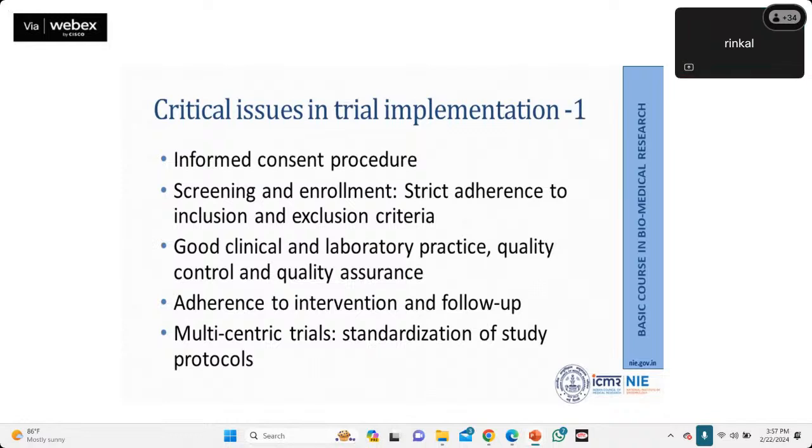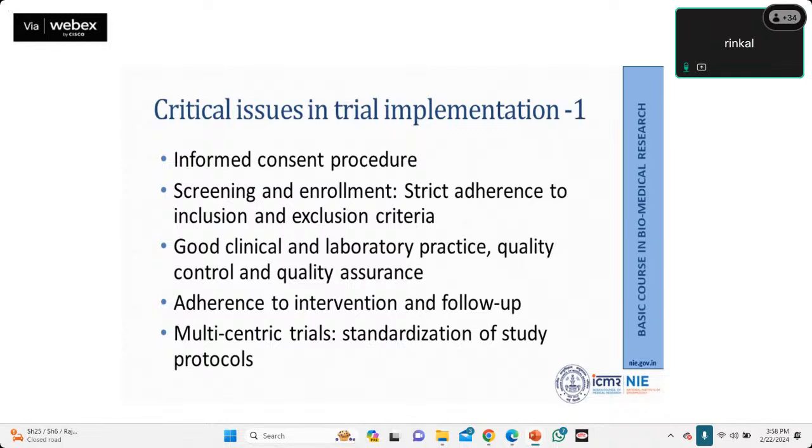Then the next is intervention and follow-up. Again, we have to be very careful that we are adhering to the intervention properly, and whatever follow-up mechanisms we have decided at the protocol level should be adhered to. If we are following the participants every week, then we have to follow up every week all participants. If we have decided to follow up every month, then we have to follow up every month till the time limit we have set, maybe 2 years, 3 years, whatever it is, we have to follow up till that period.